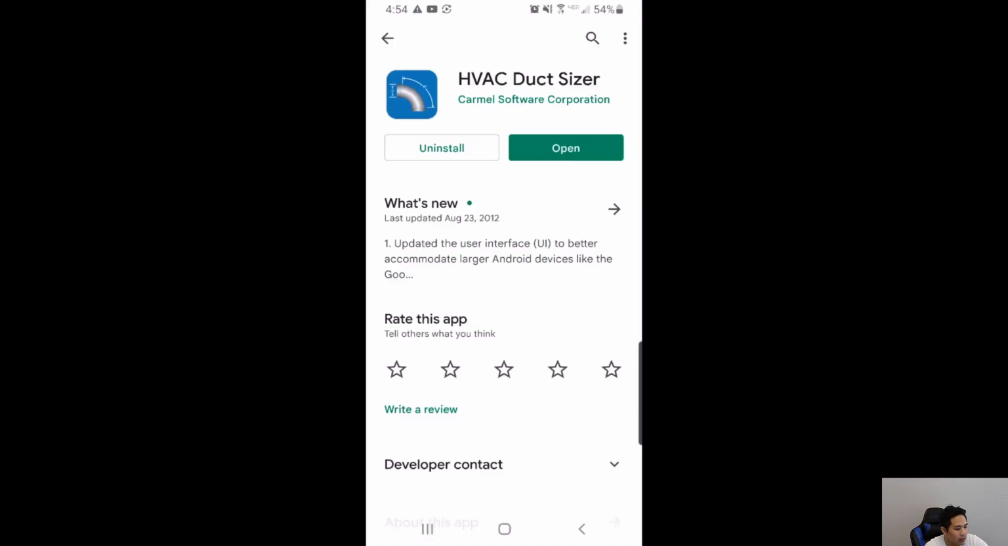Alright, so the app that you can download that I feel is a good app is this HVAC duct sizer. I have an Android phone, but I believe this is also available for Apple as well. So you can just download this app on either the Apple or the Android phone.